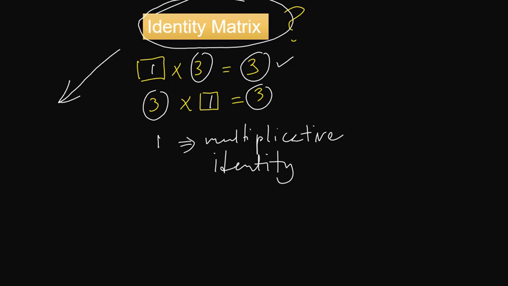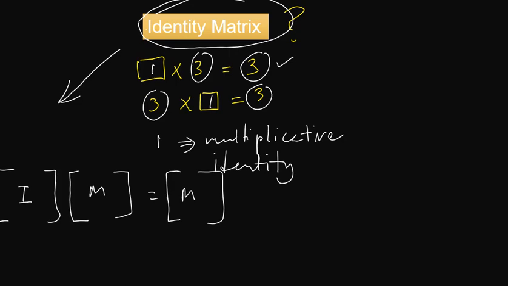Identity matrix, that means when you multiply this identity matrix with a matrix, you'll get the same matrix. So now, how do you get the identity matrix in the matrix?